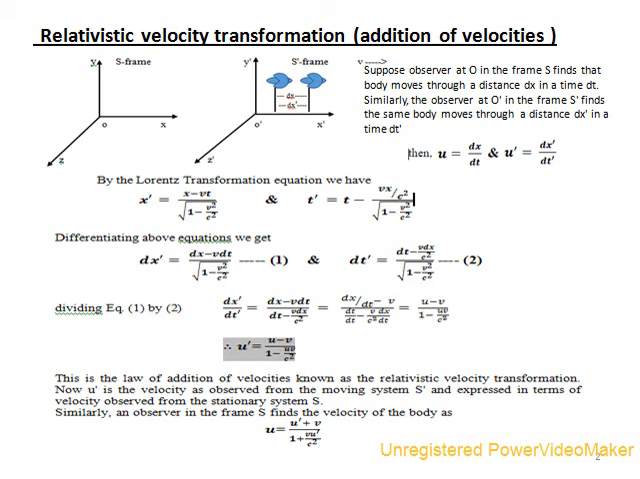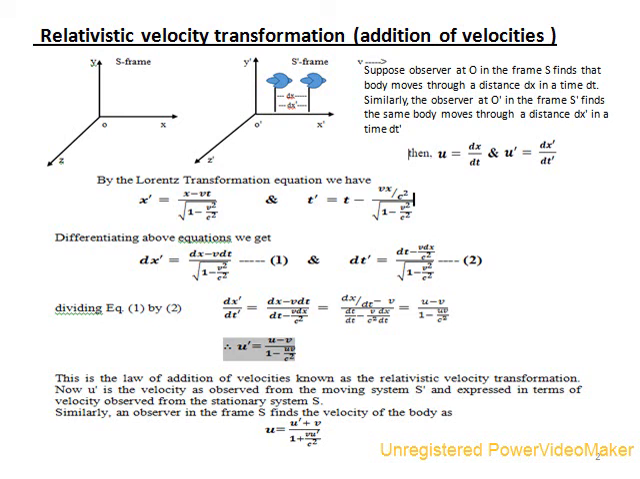Now differentiate these two equations. Differentiating, we get dx dash equal to dx minus v into dt divided by root of 1 minus v square by c square. This is equation 1. Once again, dt dash is equal to dt minus v into dx by c square, divided by root of 1 minus v square by c square. This is equation 2.